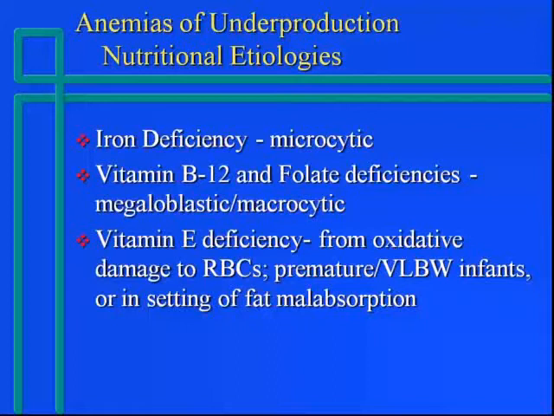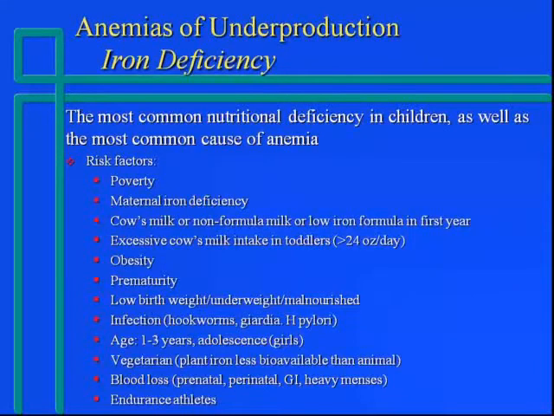And rare but worth mentioning is vitamin E deficiency, which results in oxidative damage to the red blood cells. And this is primarily seen in pediatrics in the setting of premature or very low birth weight infants, or in the setting of fat malabsorption. Iron deficiency is the most common nutritional deficiency in children, as well as the most common cause of anemia. And there are many important risk factors to think about when evaluating a child for possible iron deficiency.